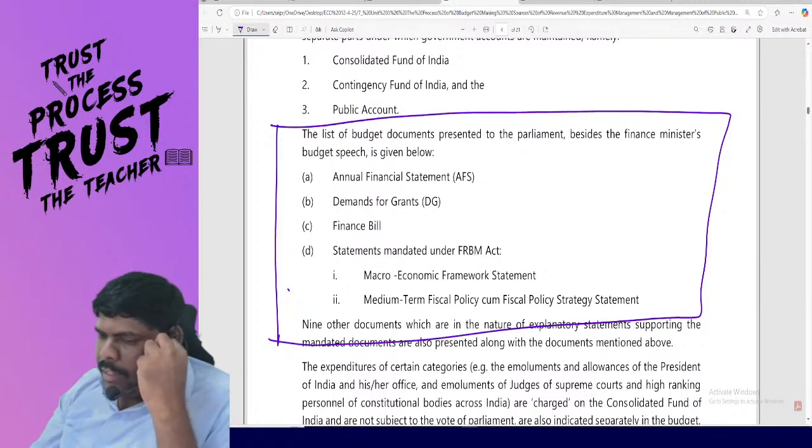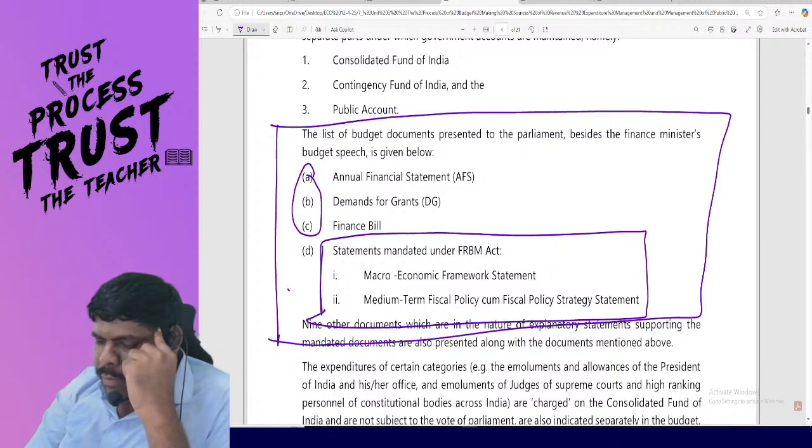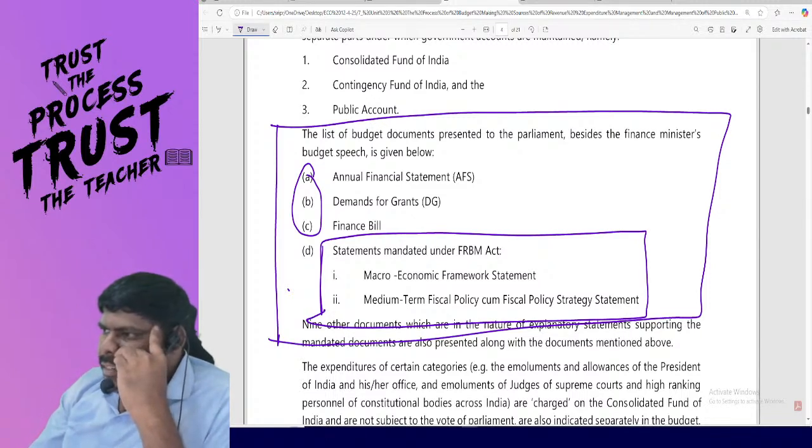Right, listen, there are three major documents that will be done: the annual financial statement, demands for grants and the finance bill. I think we might be knowing these three. This was the new concept. We would not have heard this anywhere, correct? Don't worry, that is the area where they will ask questions.